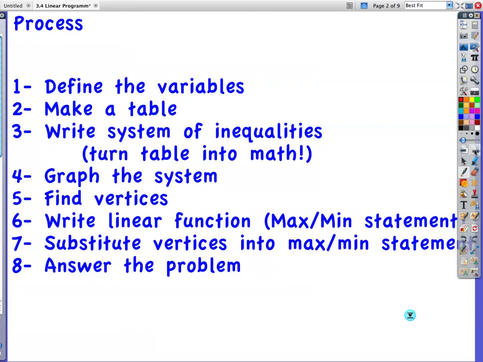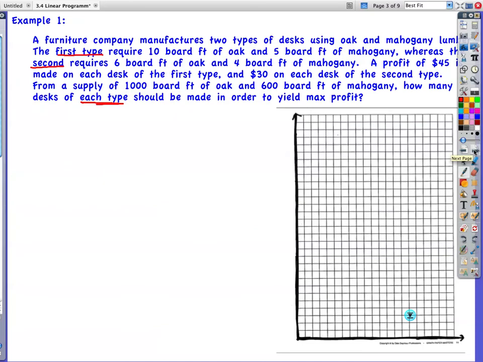Once again, we'll look at that again after your second step, which is make a table. Now here's kind of what I do here. I have 2 different things I'm looking at. I'm looking at oak, and I'm looking at mahogany. All right, there's the first type of desk, and there's a second type of desk.